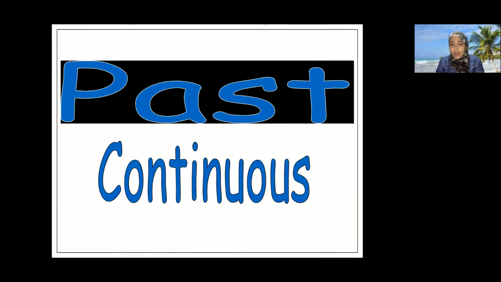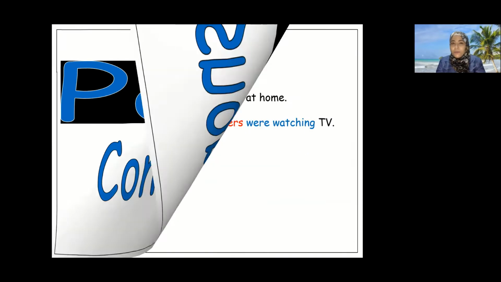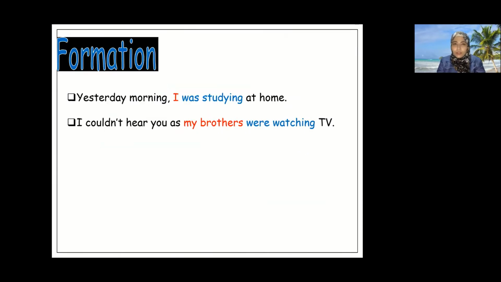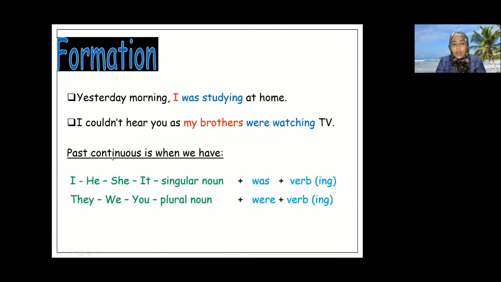Okay, now we will speak about the past continuous. What is the formation for the past continuous? The past continuous is formed by the subject I, he, she, it, or a singular noun, plus was plus verb plus ing; or they, we, you, or a plural noun, plus were plus verb plus ing.